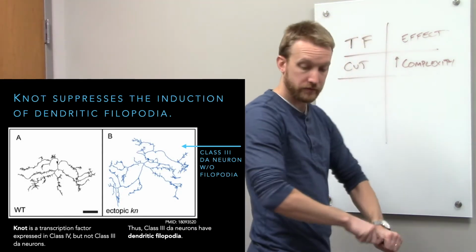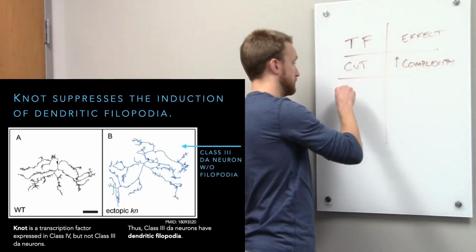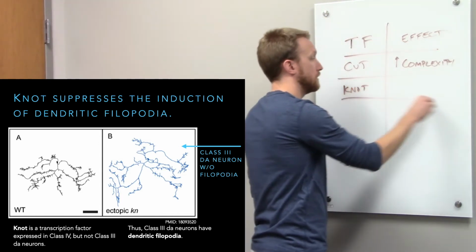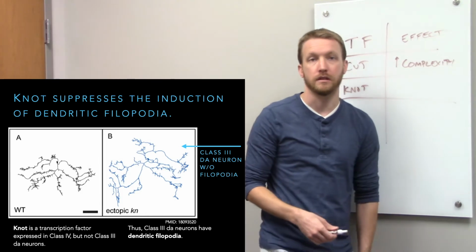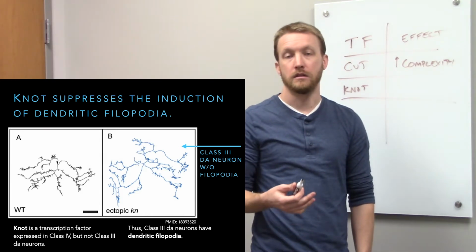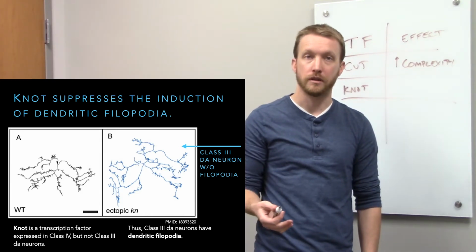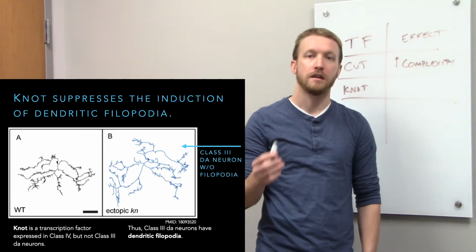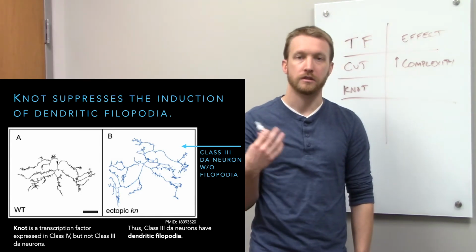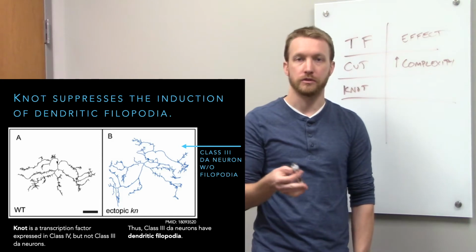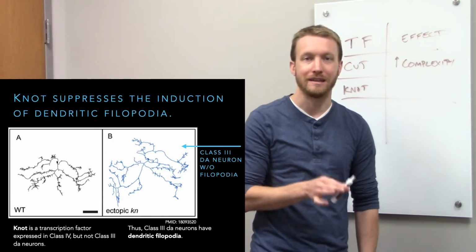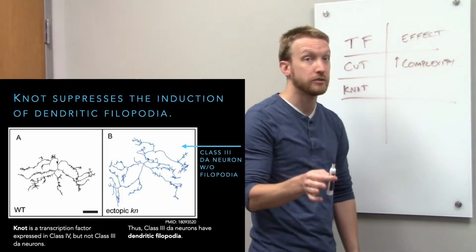The next transcription factor is NOT. What NOT is going to do is suppress the formation of dendritic filopodia. Now they're also called dendritic spikes. I'm going to avoid that term though, because dendritic spikes I would like to be reserved for the action potentials that are generated in dendrites. So these would be the dendritic filopodia.